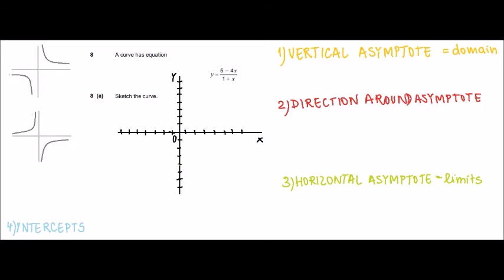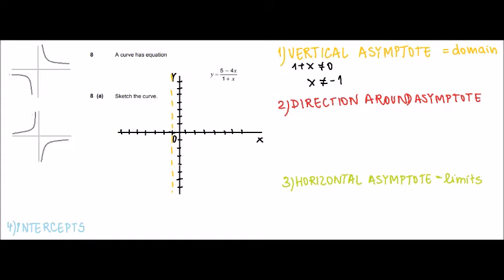The first step is the vertical asymptote, using the domain. The domain tells us what values of x the function can or cannot have. In a fraction, the denominator cannot be equal to 0. So in our case, 1 plus x can never be equal to 0. Therefore, our vertical asymptote is x cannot be equal to -1. I'll sketch that as a yellow dashed line.